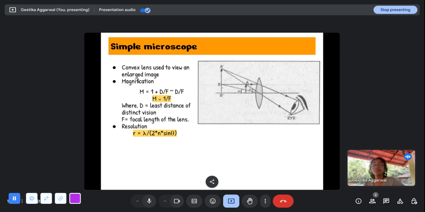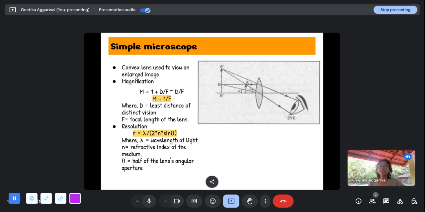Resolution is calculated by the formula lambda by 2 n sine theta. Here, lambda, as you might be aware, is the wavelength of light. N is the refractive index of the medium from which the lens is made. So it's the material of the lens. So N is the refractive index of the medium, that is basically the material of the lens.